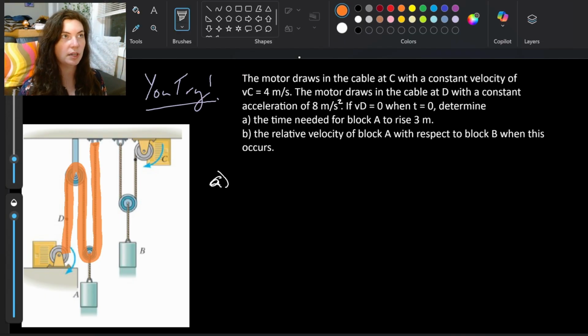So what we're going to do is establish our datum, right? We've looked at how this thing is moving. This point D is moving downwards, and then we're going to have A moving upwards. And so we want to establish a datum here.